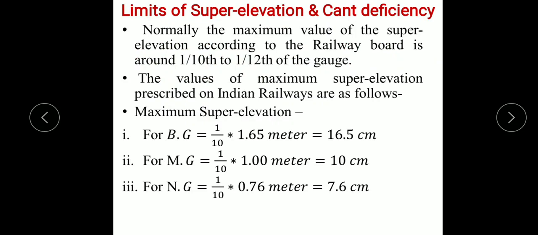centimeter. For MG, it is 1/10 of 1 meter. Therefore, it comes out equal to 10 centimeter. And for NG, that is for narrow gauge, it is 1/10 of 0.76 meters, that is 7.6 centimeter. So these are the limits of superelevation and cant deficiency.